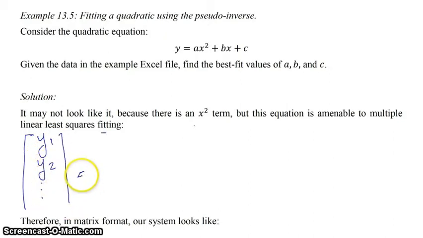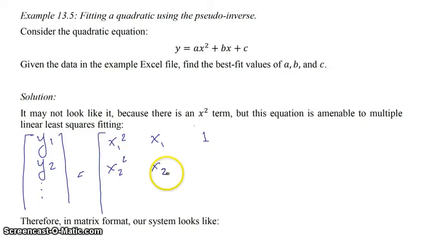is equal to some matrix of coefficients of our parameters. So our coefficients are x1 squared, x1 and 1, x2 squared, x2 and 1, dot, dot, dot, all the way down to the final data point, times this vector a, b, c.